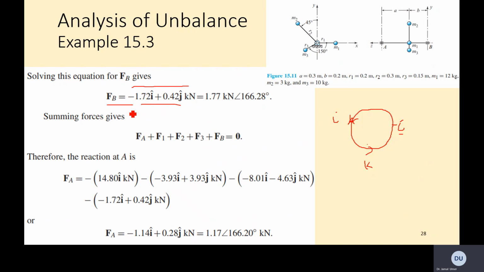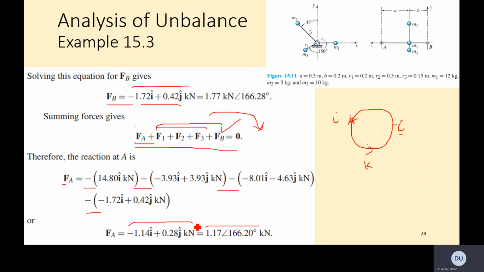So what you're doing: you sum up all forces to 0, you find out what FB is, and you already know F1, F2, F3. So it's easy to do that. So you have FA, and you bring all the vectors to this direction, so that's why we got negative: negative this one, negative this one, negative this one, negative this one. So all the sums you can plug in, and you can find out what FA is. Yeah, so this is the vector FA, right?